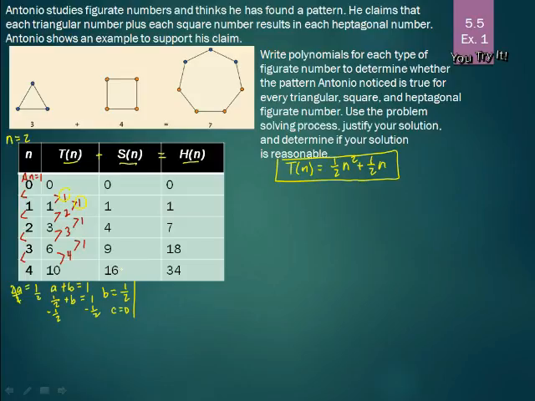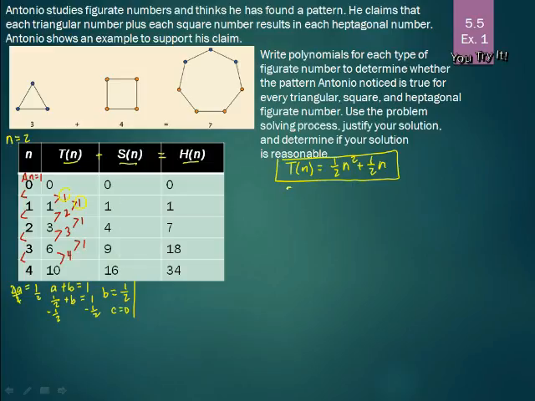Moving on, for s of n, we can actually see a pattern from here. Just it being a square, if you notice, 1 is the same thing as 1 squared, 4 is 2 squared, 9 is 3 squared, and 16 is 4 squared. So you could do finite differences, but we can look at that and see a pattern also.